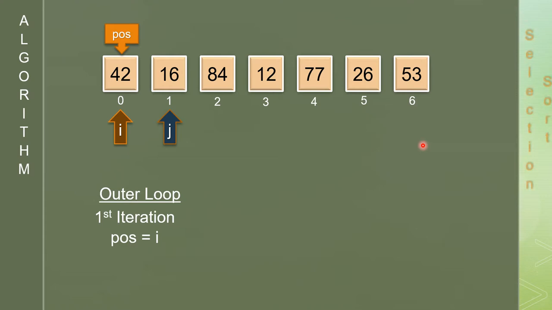Now once the inner loop is being executed, what has to be checked in the inner loop? It will check a condition: ARR of position is greater than ARR of j. The position value is nothing but the element present under the position, which is also the I value, that is 42, which is compared with the j value, that is ARR of j, 16. Checking whether 42 is greater than 16. So here it is true.